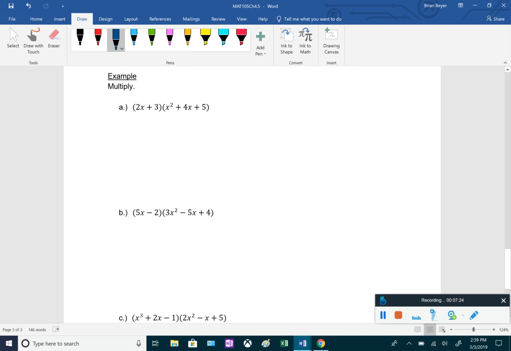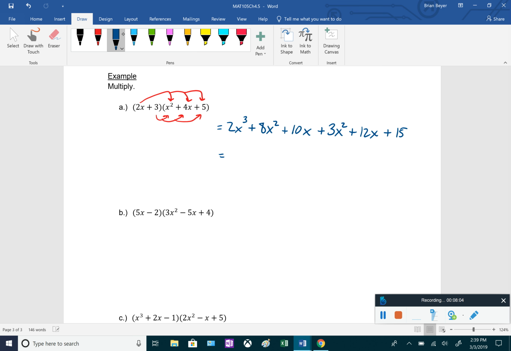So this first one, 2x plus 3 times x squared plus 4x plus 5. So we have to distribute the 2x into every term in the second polynomial and then distribute the 3. So distributing that 2x first, 2x times x squared is 2x cubed. 2x times 4x is 8x squared. 2x times 5 is plus 10x. Okay, now distributing the 3. 3 times x squared is 3x squared. 3 times 4x is plus 12x. 3 times 5 is plus 15.